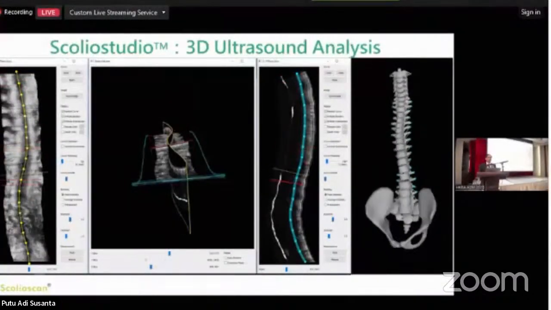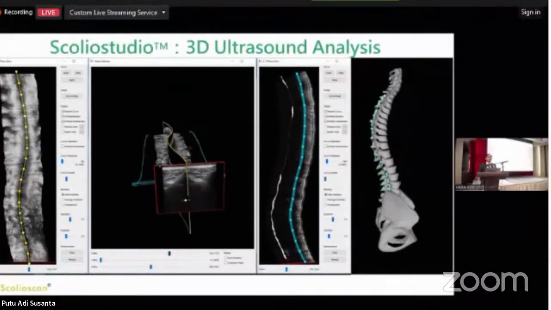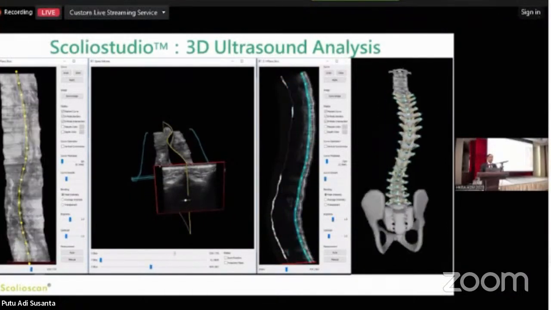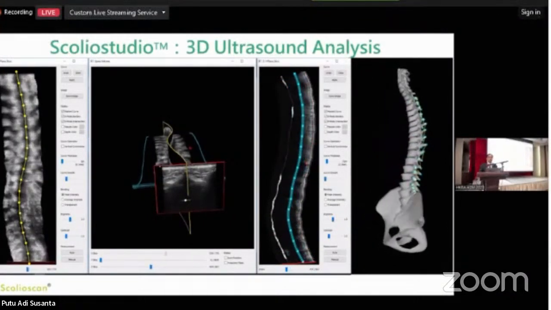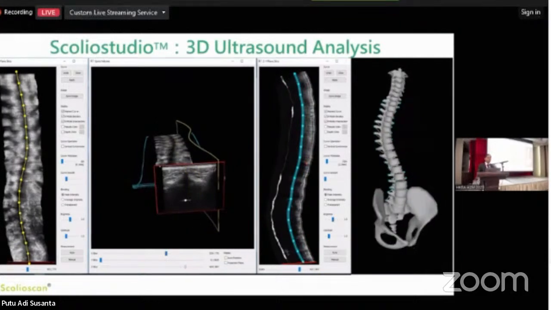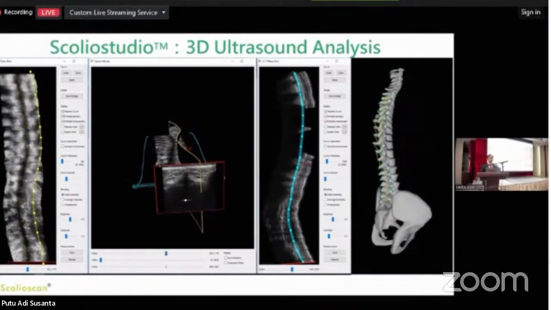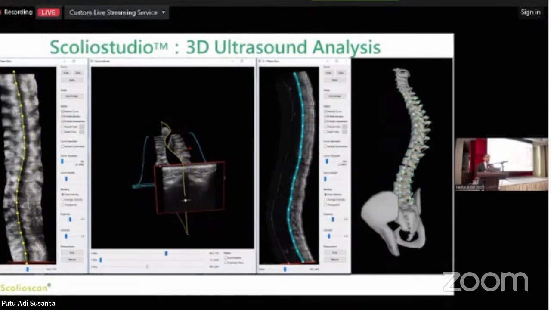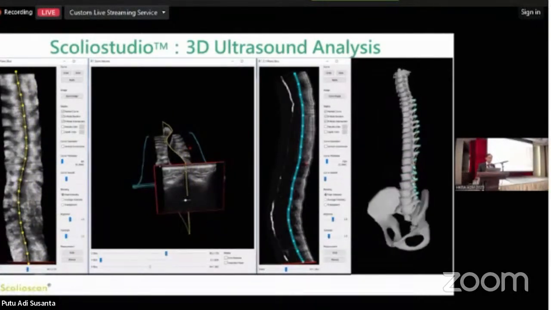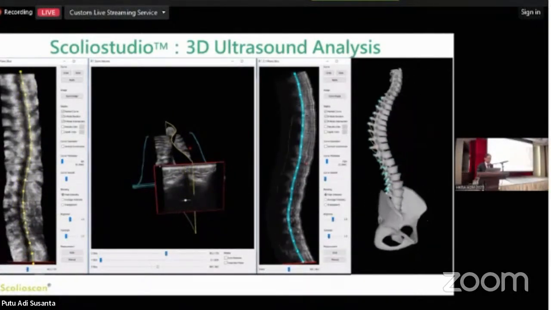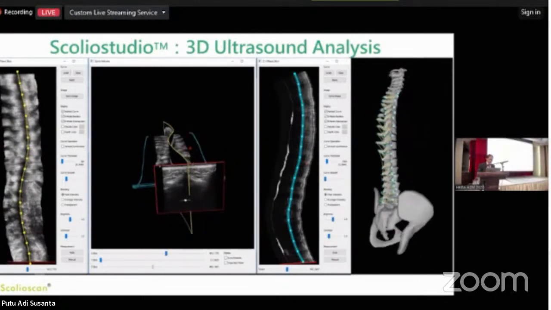So remember, we are 3D. So therefore, not only is it radiation-free in comparison to X-ray, but X-ray can only provide 2D information. But with ultrasound, after scanning, we have the 3D data. So because of that, we can do a lot of 3D information-related visualization and measurement as well.